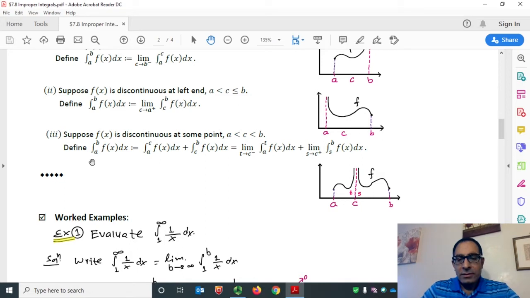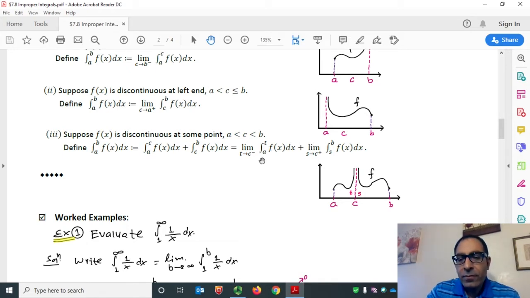So the integral of f(x) from a to b equals, obviously the point c I have to throw out, so the integral from a to c of f(x) dx plus the integral from c to b of f(x) dx. My function is not defined at c, so I need to find a number smaller than c, and let's say I found t, and define the integral of f(x) from a to t and take the limit as t goes to c from the left side. So this is the first integral on the right.